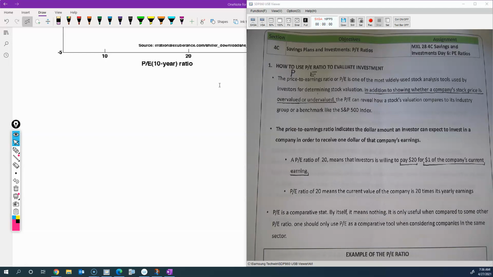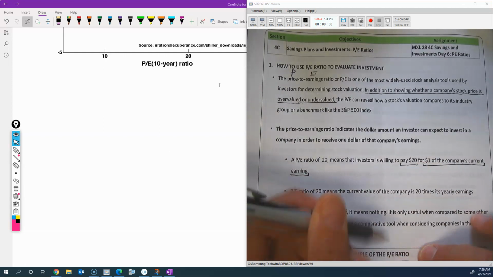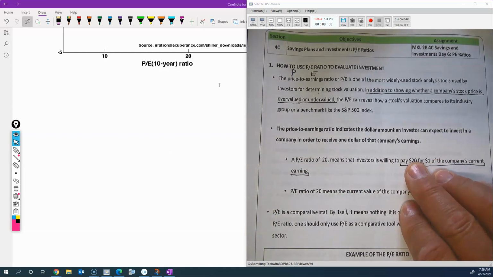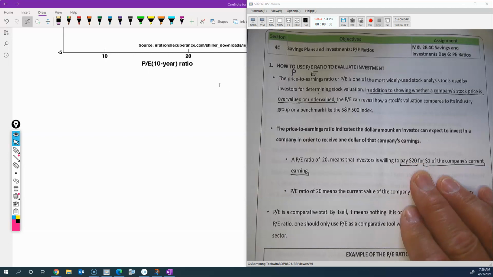The 20? Okay, so what that means is for every $20 you spend, you get $1 of profit from the company. A PE of 15 means for every $15 you spend, you get $1 of profit. So which one of those is a dollar do you spend less on to make $1, Emily?